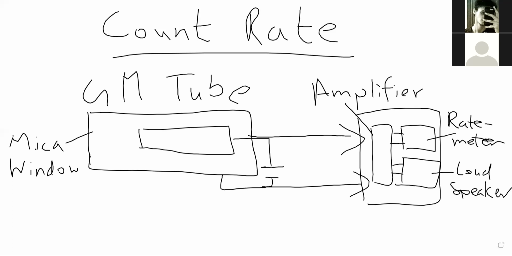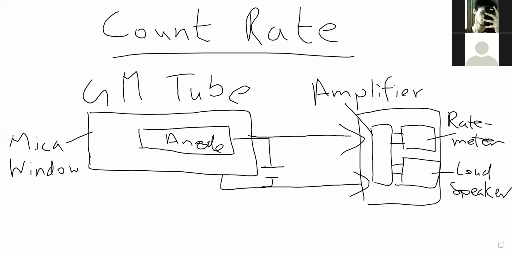Now when radiations, alpha, beta and gamma particles, enter the GM tube, they ionize the argon gas. The cations, or positive charges, move towards the cathode, and the negative charges or ions move towards the anode. This is the anode, and the walls act as the cathode.